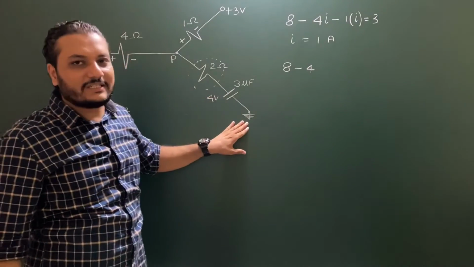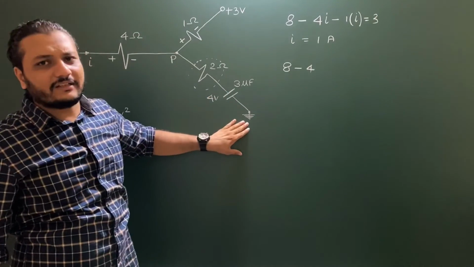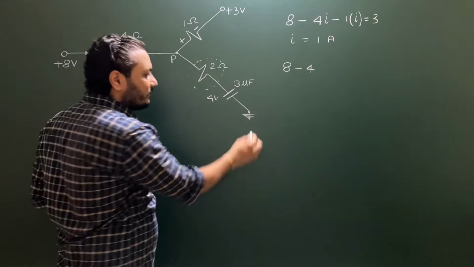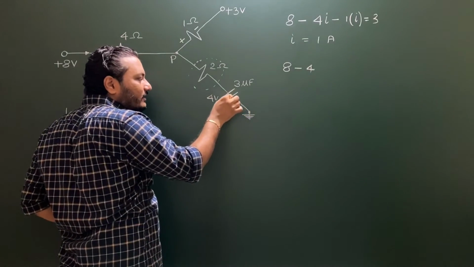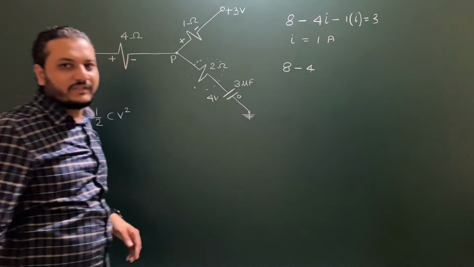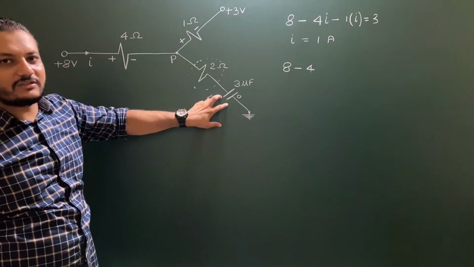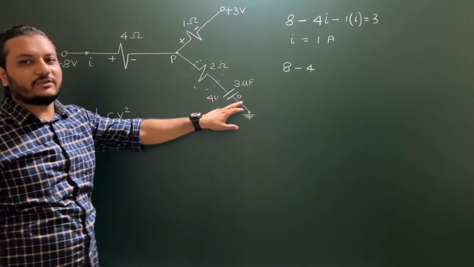And this symbol represents ground. Ground means generally we take the potential of the ground as 0 volt. So if the potential here is 0 volt, then the potential of this plate will also be 0 volt. So we have got the potential difference across these two plates. That is 4 minus 0, which is 4 volt.